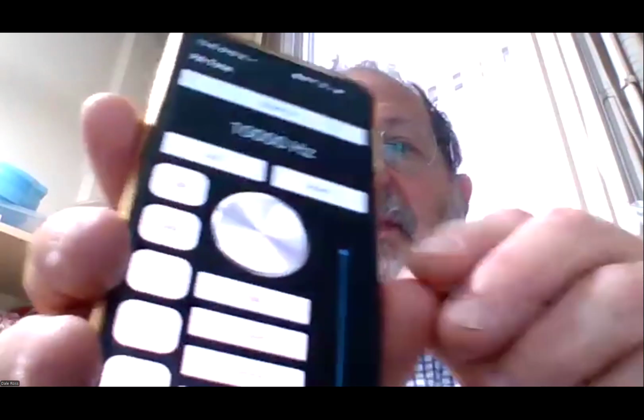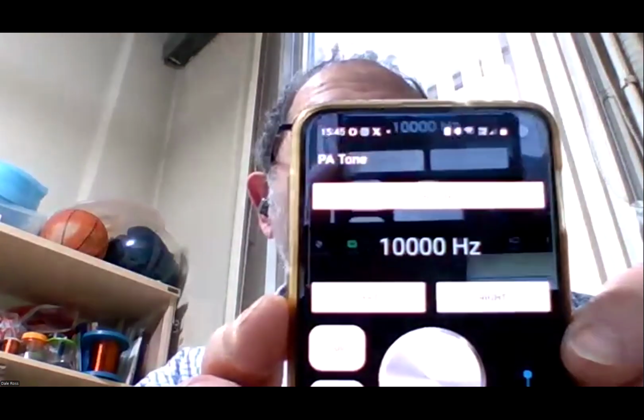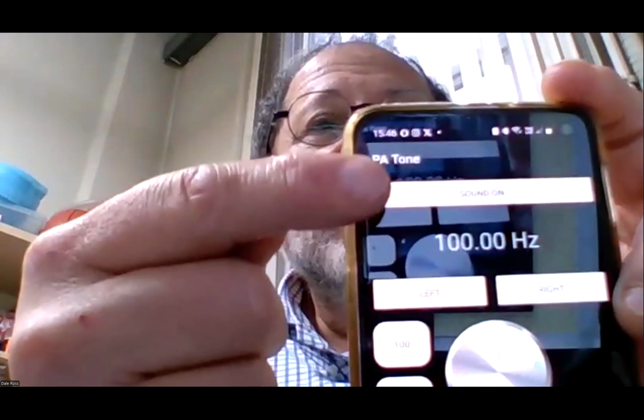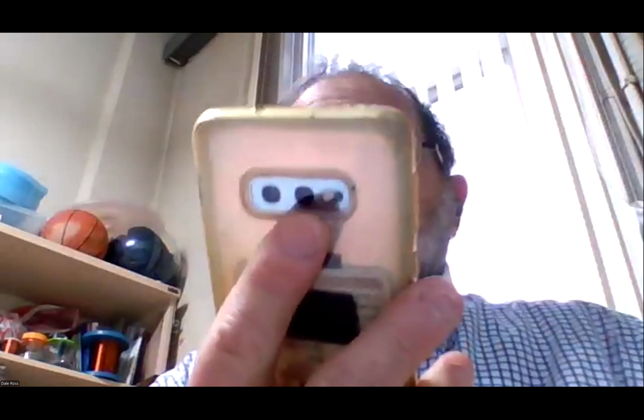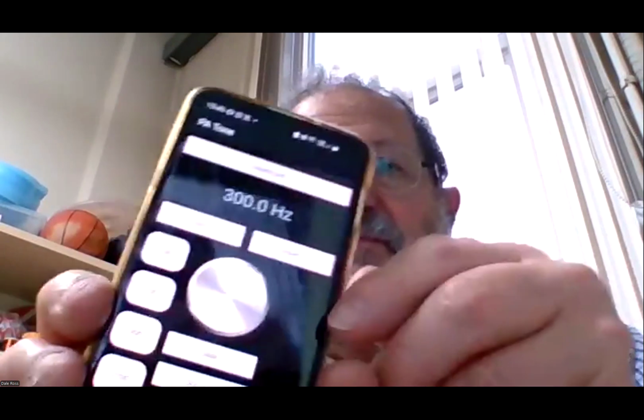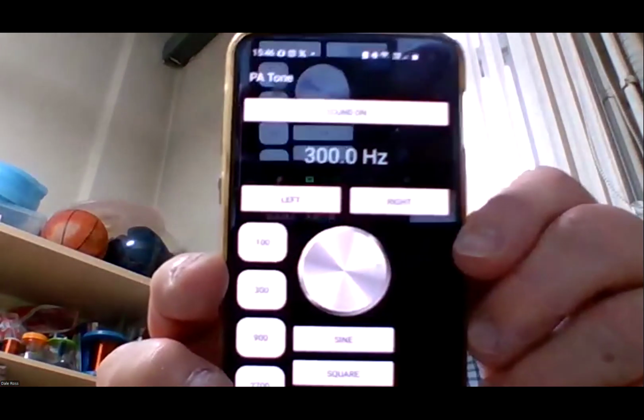Great. Now I'm going to use an app that you may not have heard of before, but if you want to annoy people, it's a great app for annoying people. The app is called PA Tone. Here's, oh sorry, it's backwards. You can see it at the top here, PA Tone Generator. And I'm going to set this up for 300 hertz. It's going to make a series of waves.